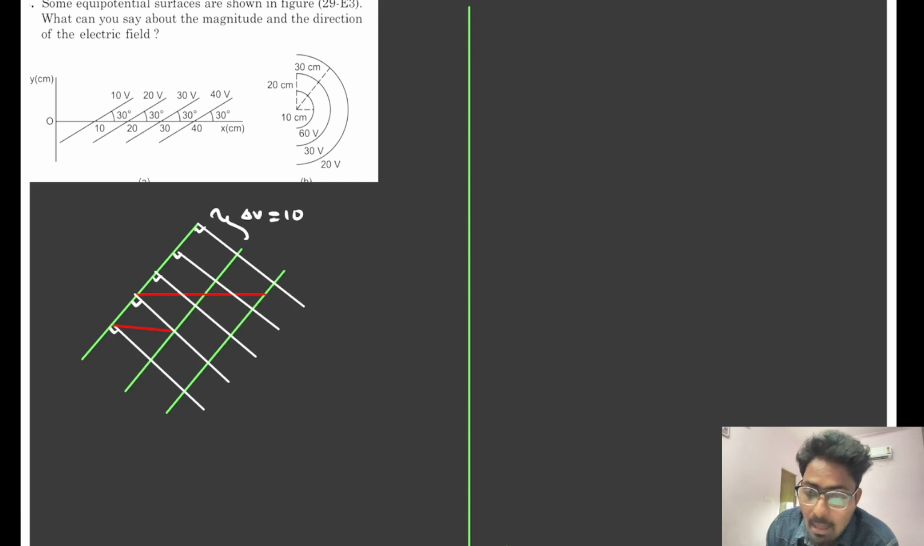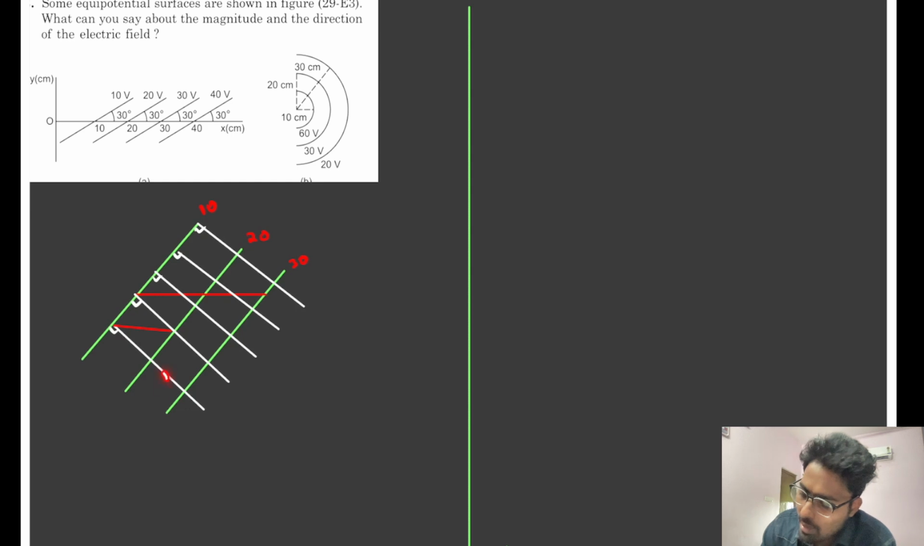I know delta R in the formula delta V equals E delta R. I need to find delta R, which is in the direction of what? Don't get confused, this is not separation, this is the potential difference. Let me write here, this is 10 volt, this is 20 volt, and this is 30 volt. Obviously the electric field will go from higher potential to lower potential.